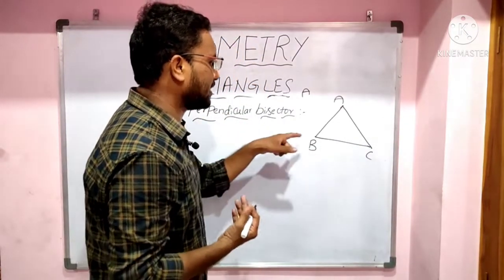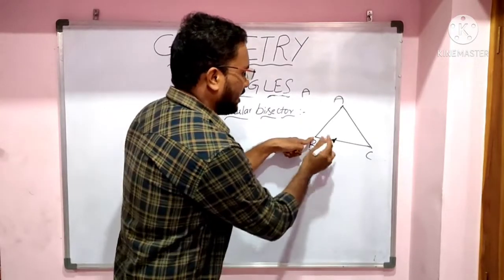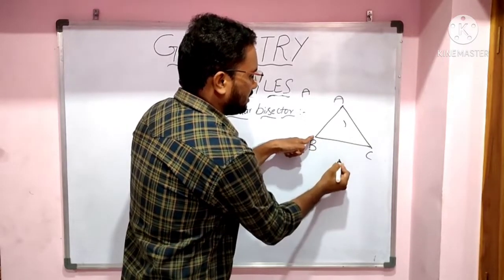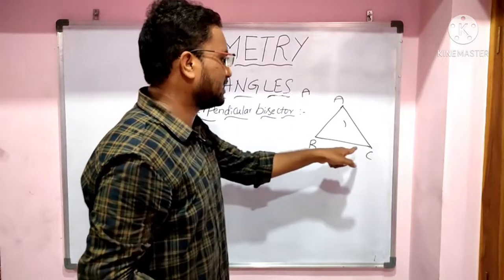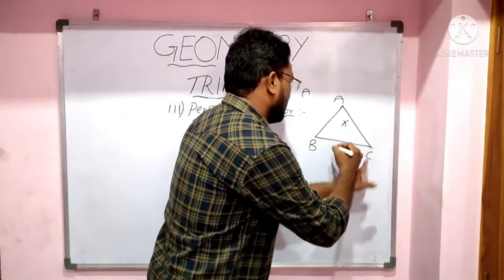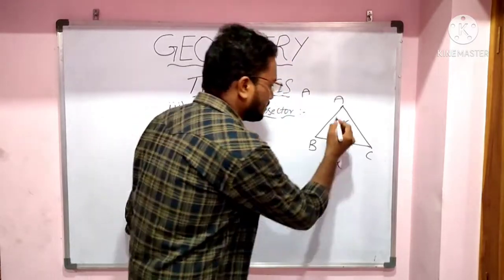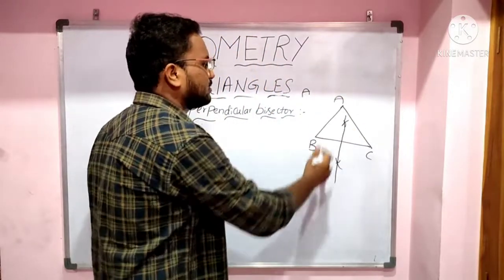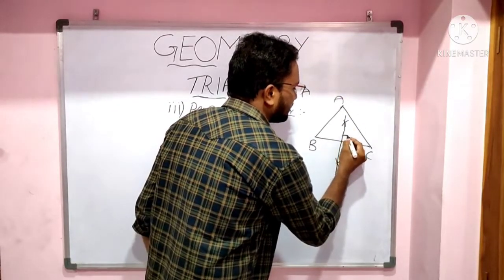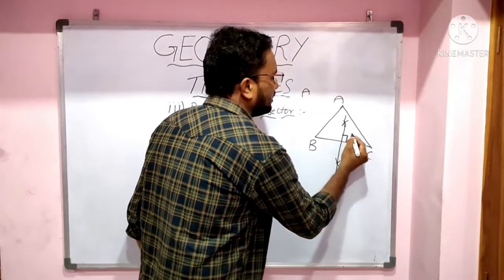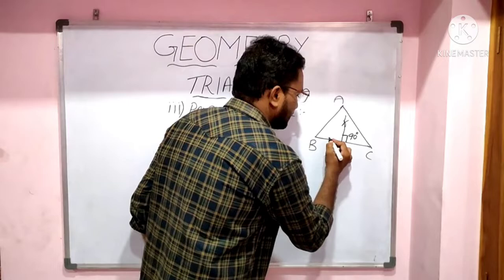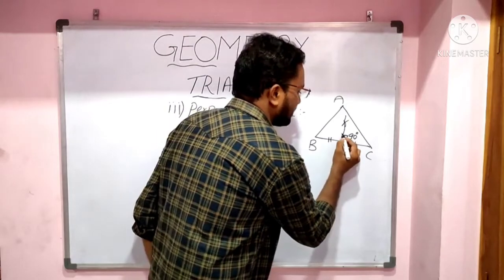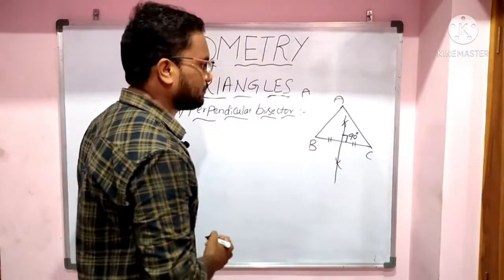So how can we draw the perpendicular bisector? We place a compass here and we take more than half length of this side. We will draw two arcs here and here, and without changing this measurement we will draw two more arcs here and here. And if I join these two points, it will bisect this side perpendicularly. Okay, this is 90 degrees. That means this length and this length both are equal, and it bisects it perpendicularly. That means 90 degrees.